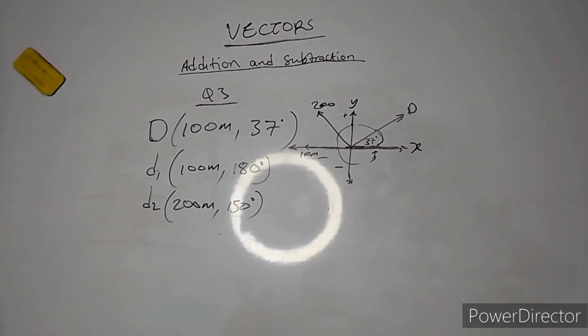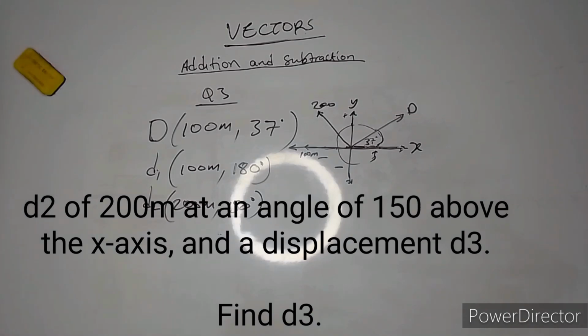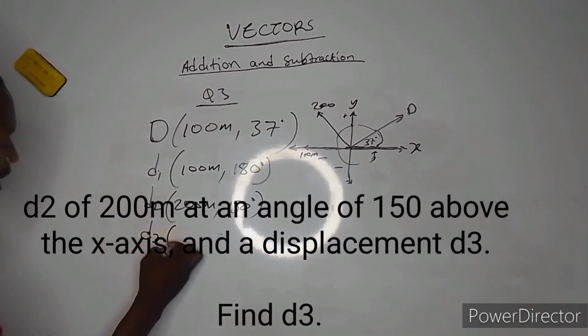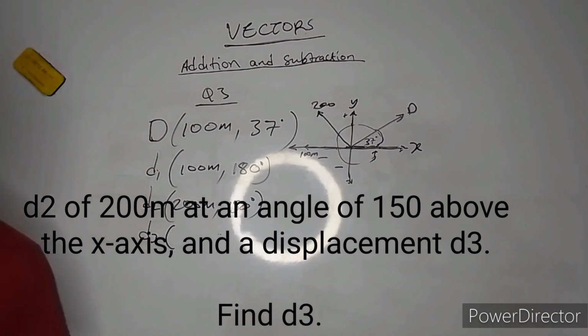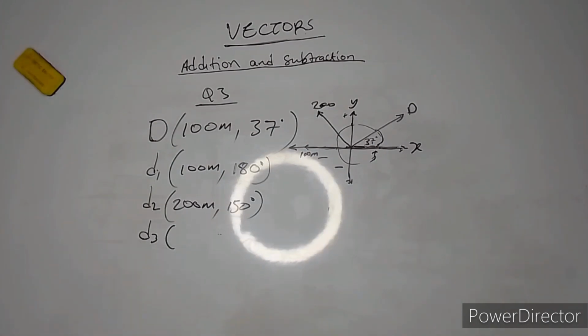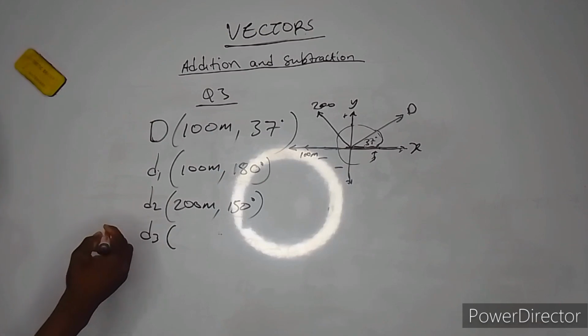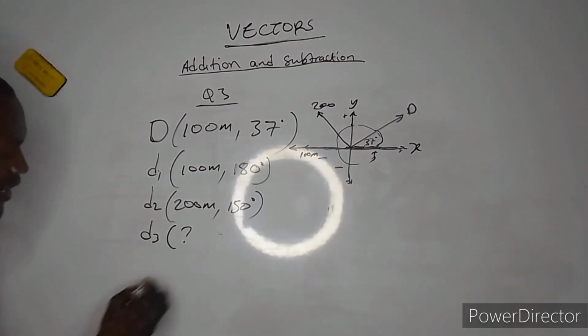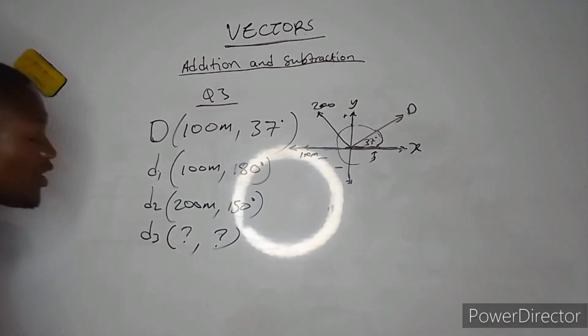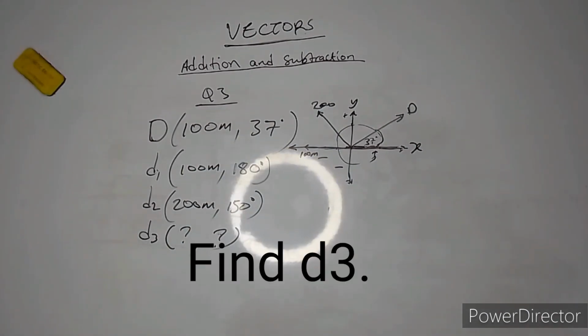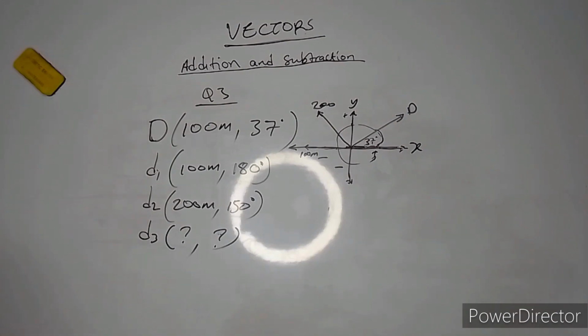Next, they are saying there is a displacement D3. What are the components of D3? We are not given them. So on the magnitude we will put a question mark, and on the direction we will put a question mark. We are not given anything. So the question is, find D3. This is the data that we have corrected and written here in simplified form. Therefore, we will go ahead and solve this problem.